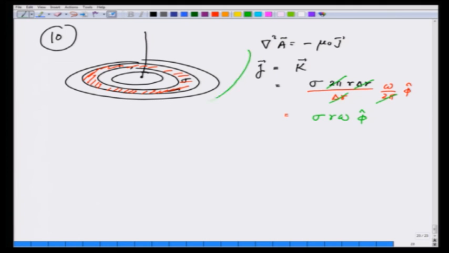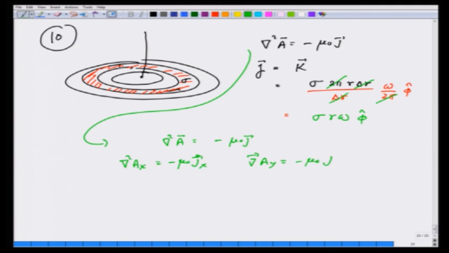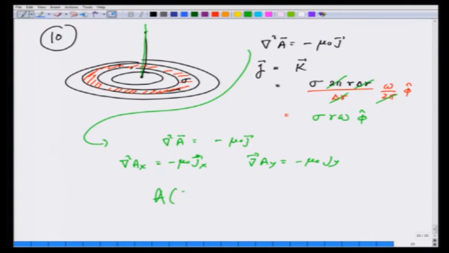Now, using the Poisson's equation, del square A equals minus mu naught j, and therefore, del square A x is minus mu naught j x, and del square A y is minus mu naught j y. You can see that A should be in the direction of phi itself, because j is in the direction of phi. But on the z axis there is no uniquely well defined phi, and therefore, A on the z axis is going to be 0, and that is your answer. So, this completes assignment 4 for us.